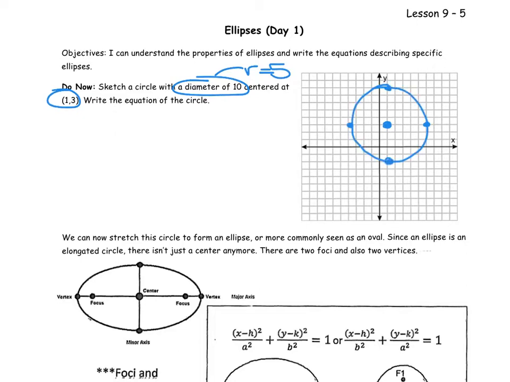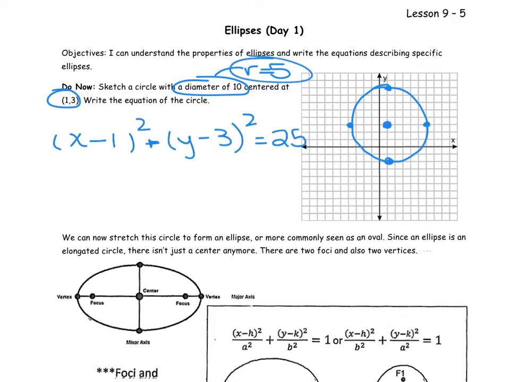And now let's come up with the equation of the circle in center radius form. So we have (x minus 1) quantity squared plus (y minus 3) quantity squared is equal to the radius squared. And my radius is 5, so this will be 5 squared, which is 25. All right, so this should be nice and straightforward.